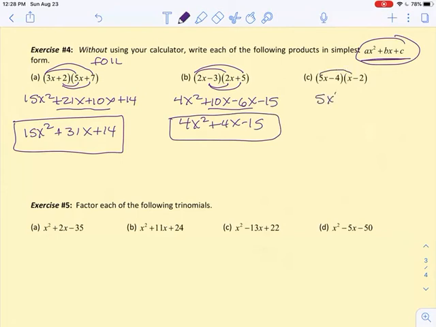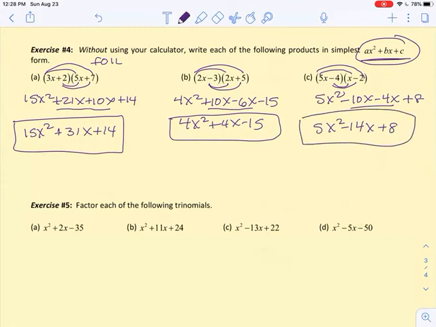And the last one, 5x times x is 5x squared. 5x times negative 2 is negative 10x. Negative 4 times x is negative 4x. Negative 4 times negative 2 is 8. I have these 2 middle terms that I can combine together. So my answer is 5x squared minus 14x plus 8.